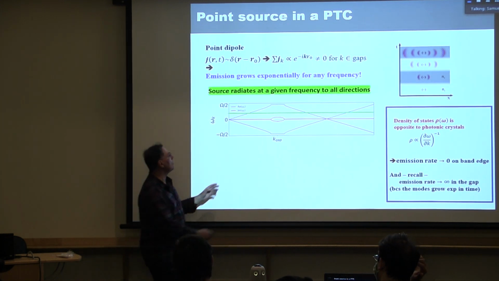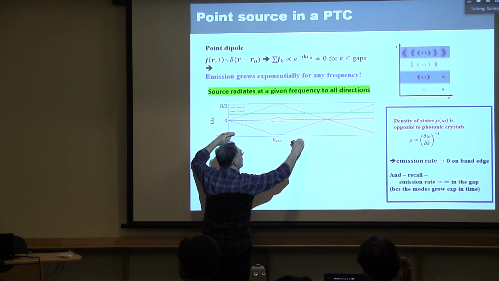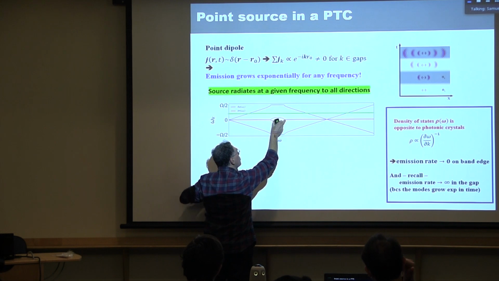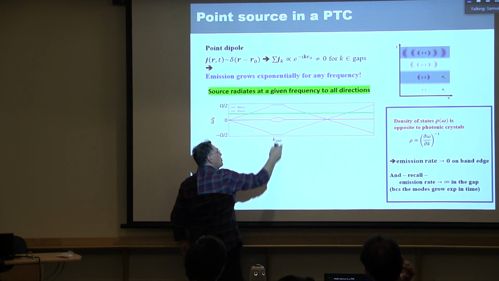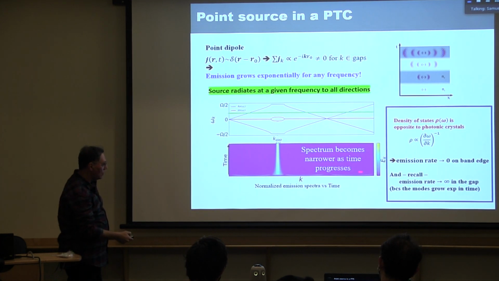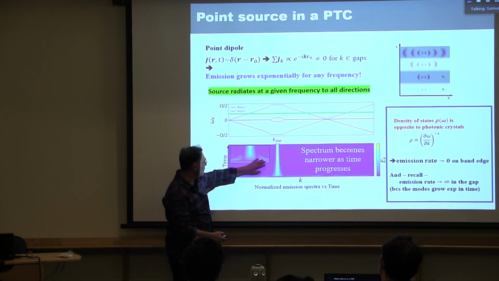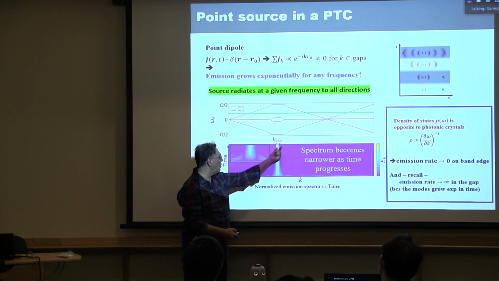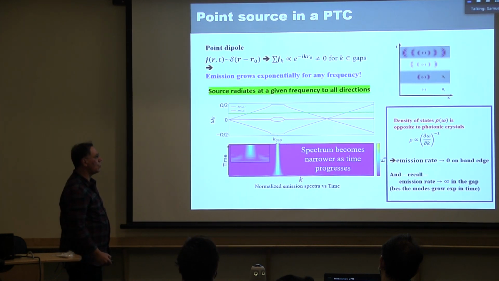So what will happen to it is that at the beginning, at time equals 0, you have a little bit, and then this becomes exponentially amplified. And it becomes narrower and narrower because the strongest amplification is right in the center. So that's what happens to it. You see at the beginning, you have all of them start like this, and then it becomes narrower and narrower and narrower. As time goes by, it becomes more and more monochromatic.